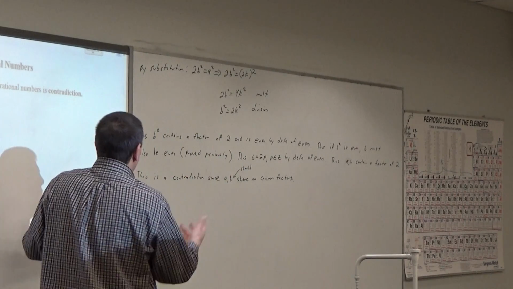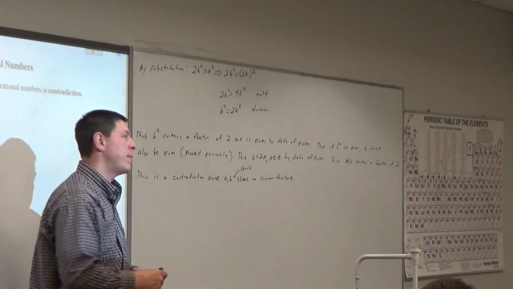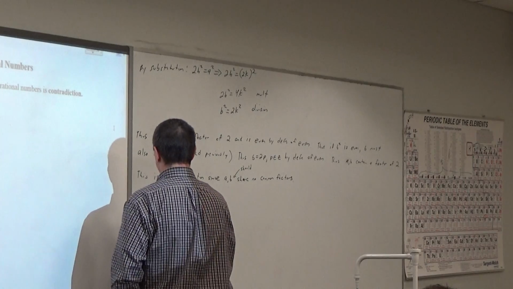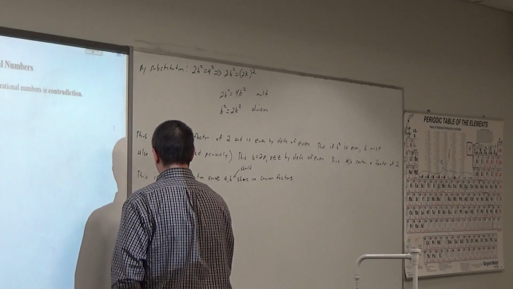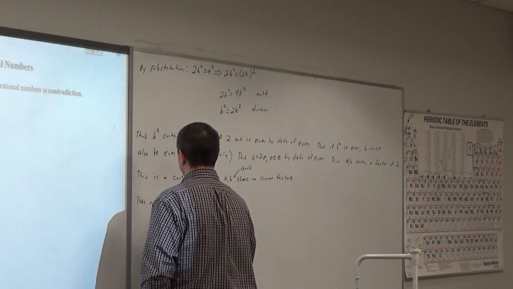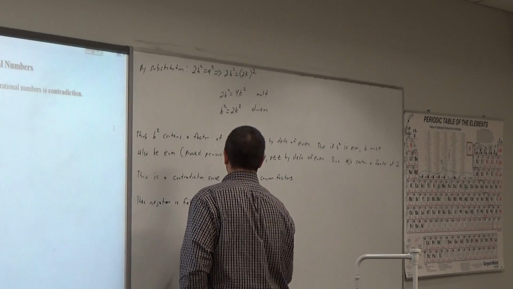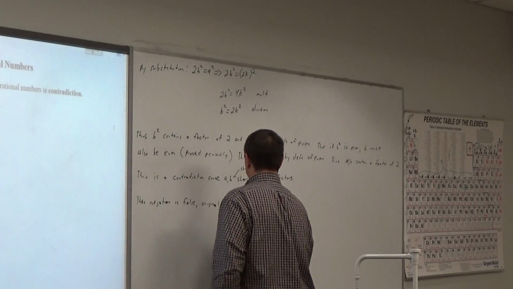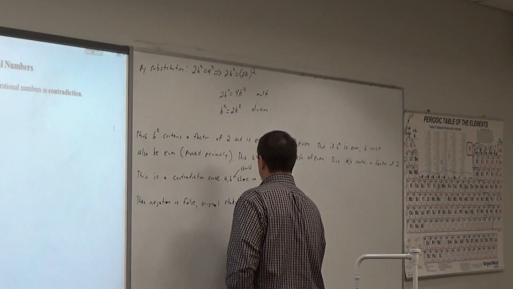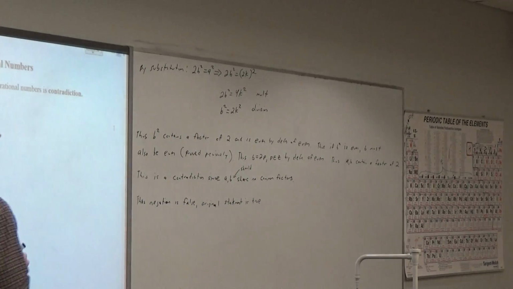Clearly, it's a contradiction, so that means the negation is false and the original statement is true. So this is a contradiction, thus the negation is false and the original statement is true. Okay, so root 2 must be irrational. Right, bless you. No other way to prove it.